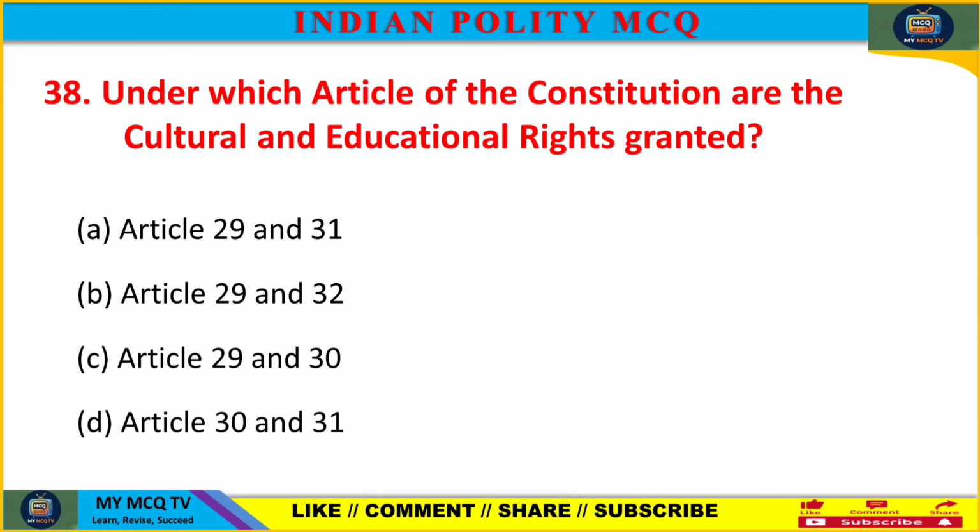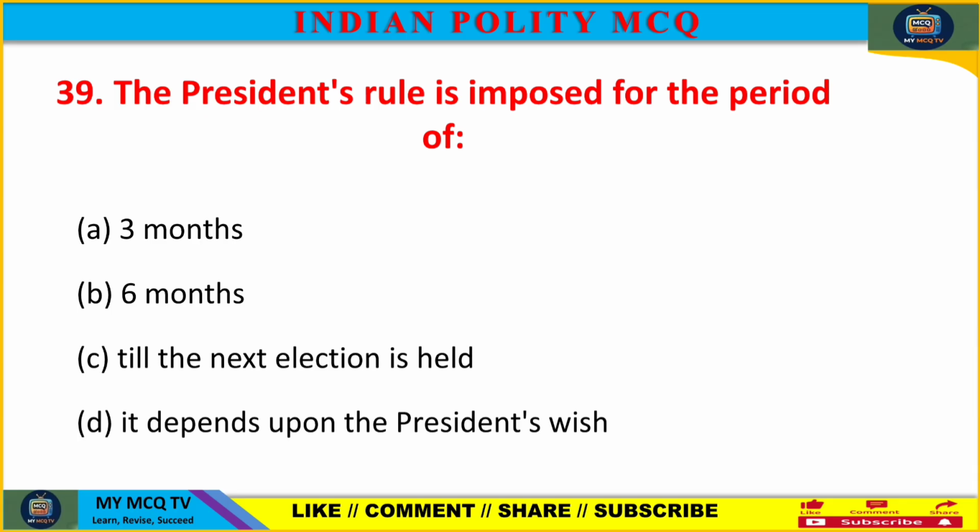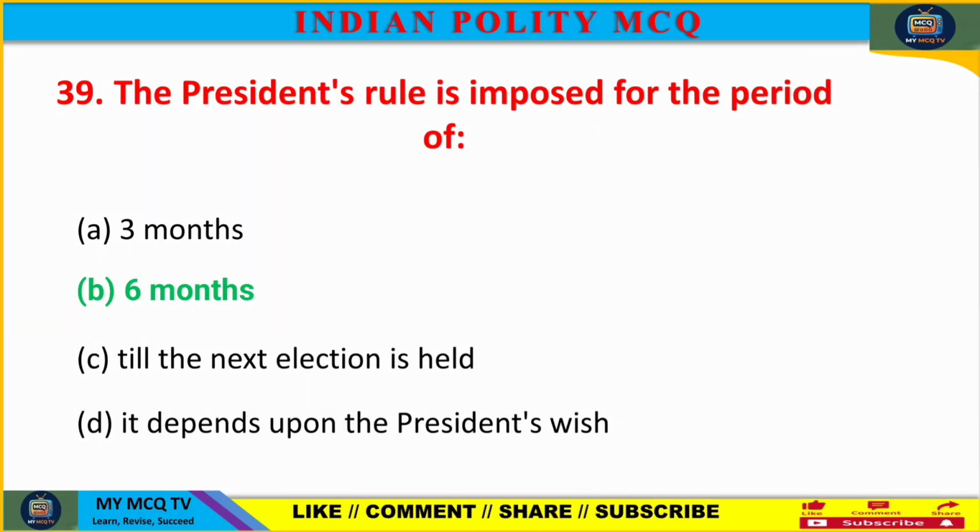Under which article of the Constitution are the cultural and educational rights granted? Correct answer. C. Article 29 and 30. The President's rule is imposed for the period of. Correct answer. B. 6 months. Note: initially approved for 6 months, can be extended.